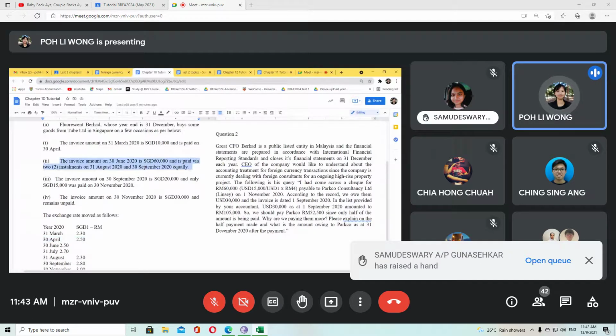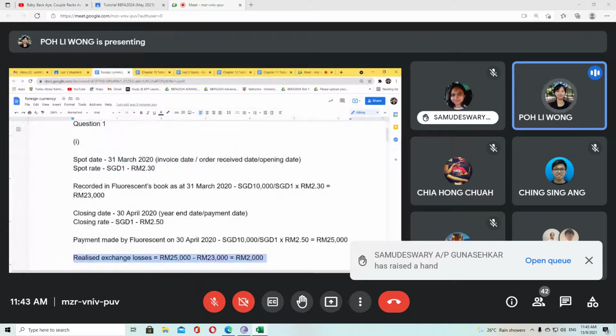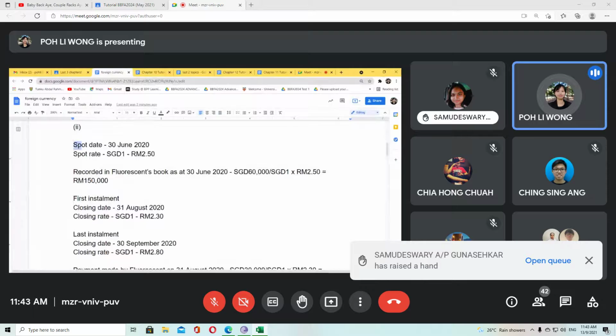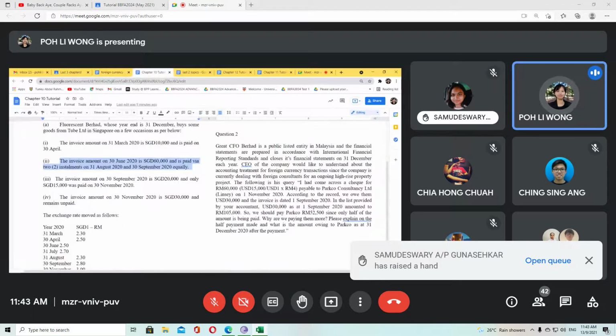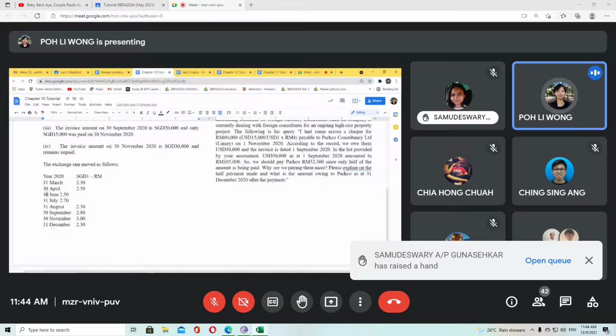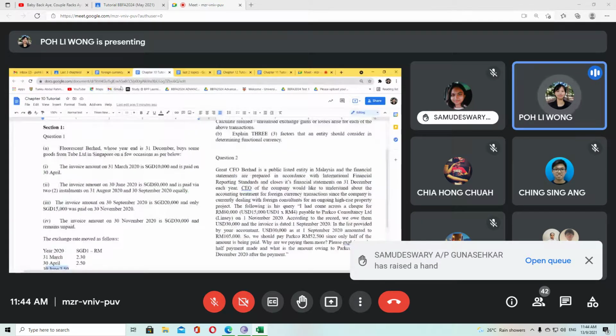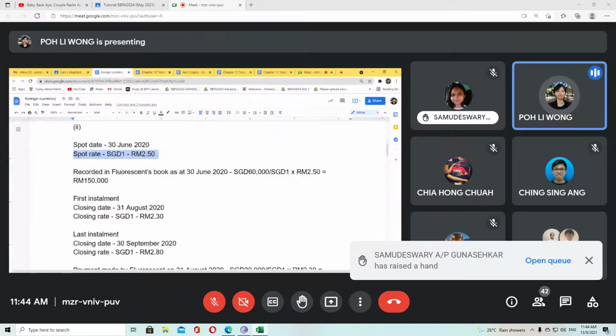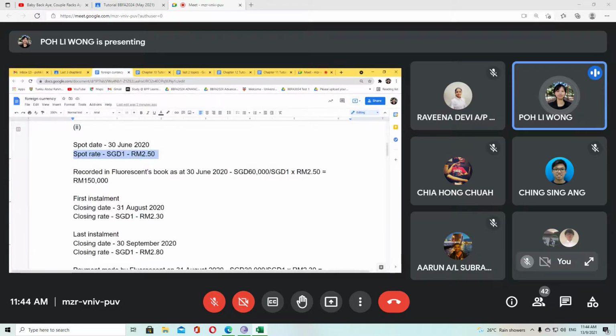The next one, invoice amount 60,000, paid via 2 installments on 31st August and 30th September. Okay, so the second question, you have a spot date. Again, you need to identify your spot date, which is your opening date. So your opening date was 30th June 2020. So of course, you have to take in your spot rate based on 30th June 2020, which is 2 ringgit 50 cents. So recorded in Florissant's book as at 30th June 2020 will be 60,000 times 2 ringgit 50 cents. So it will be 150,000.